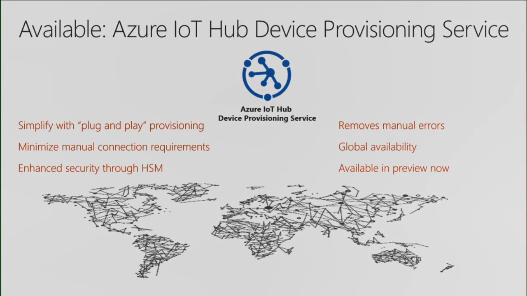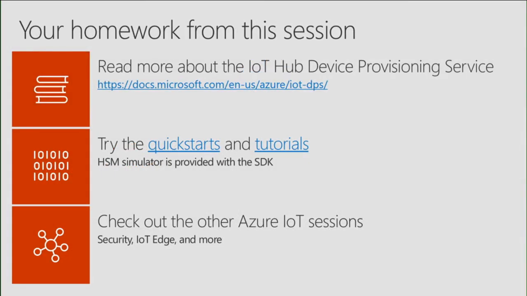So to wrap it up, because I'm over time, the Device Provisioning Service is available everywhere. It'll make your provisioning go as easily as my demo did, where you just plug it in, turn it on, and everything connects up magically. So your homework for this session is to read more about the IoT Hub Device Provisioning Service in our documentation and try out the tutorials. You don't necessarily have to have a device to try it out, but it'll work if you have one.